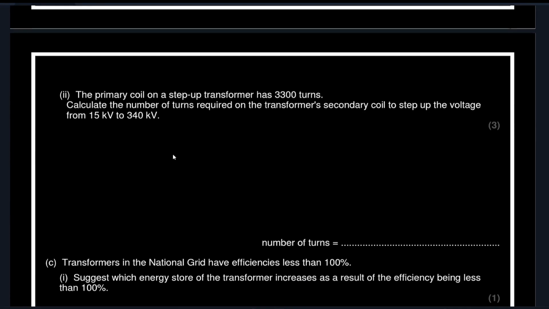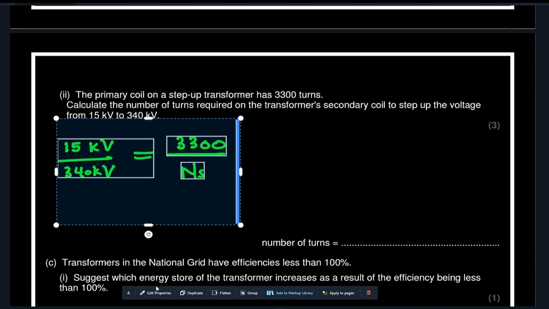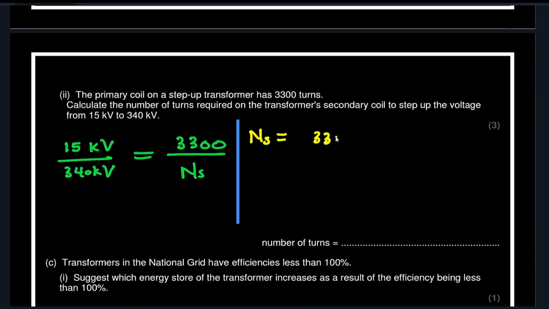Then if we substitute, we can say that is 15 kilovolts divided by 340 kilovolts should be equal to 3,300 over number of secondary turns. So if we try to make NS the subject of the formula, we can get this rearranged, and if you work out this, you're going to get 74,800 turns.